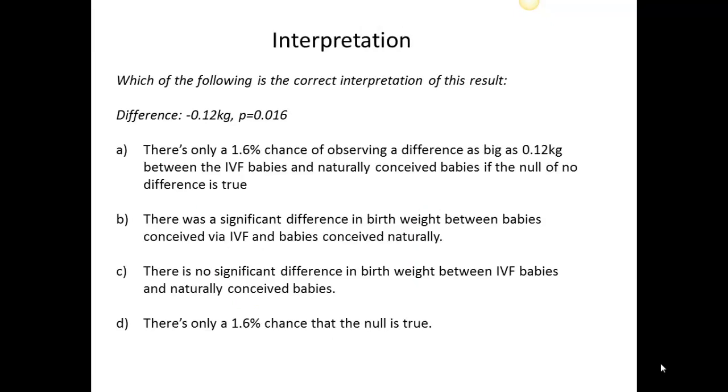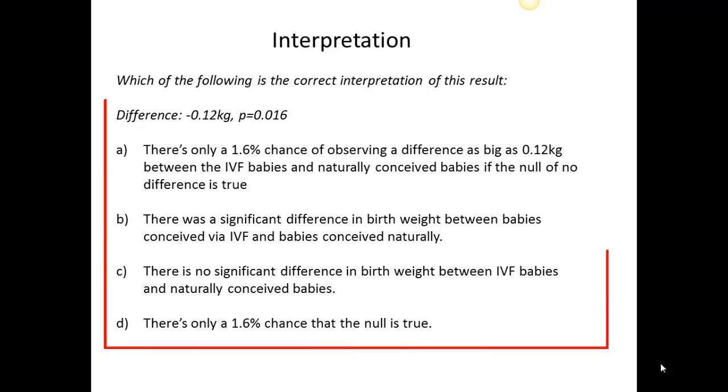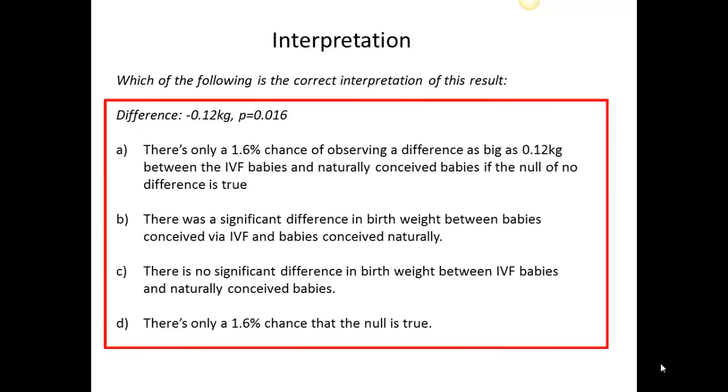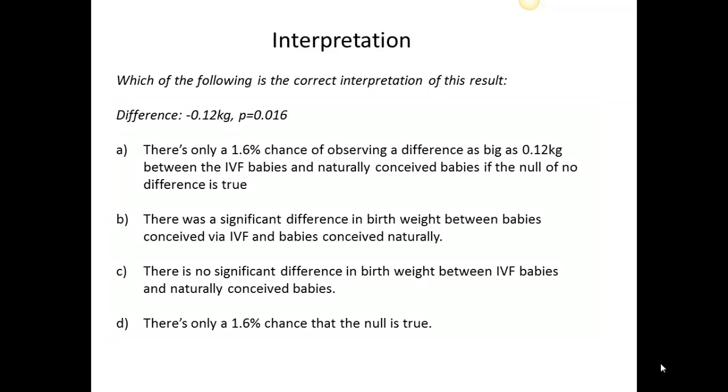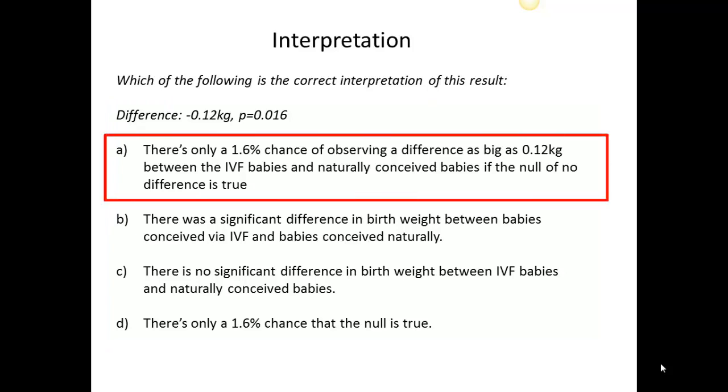So let's recap on interpretation. Here's a selection. Pause the video, read through and decide which you think is best. So hopefully you picked A, that's the correct one. That follows our basic format for the interpretation of a p-value, that is, the probability of seeing a difference as big as we observed if the null hypothesis is true.